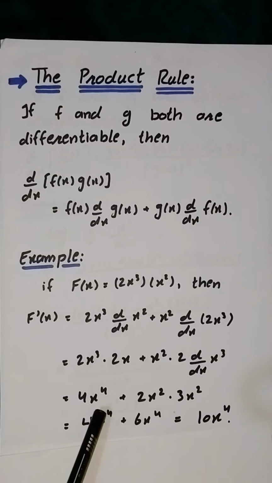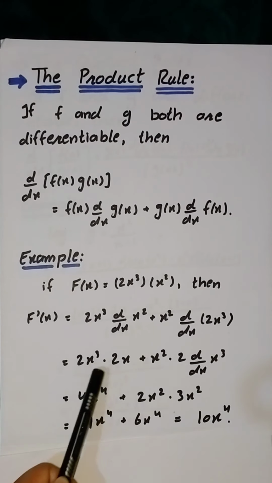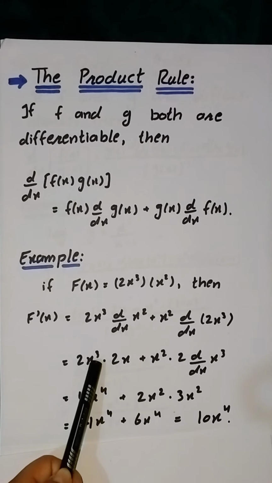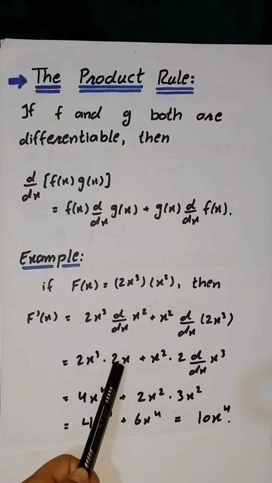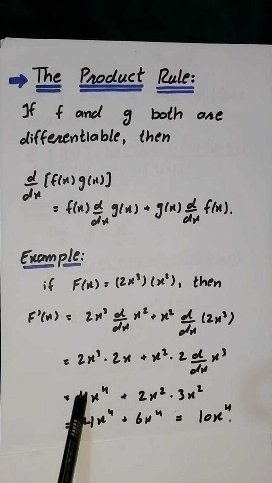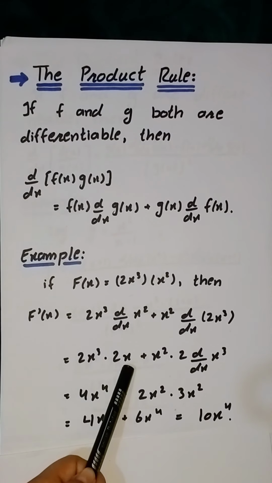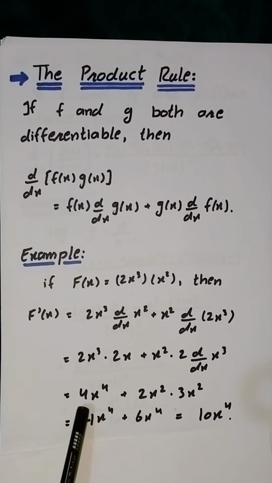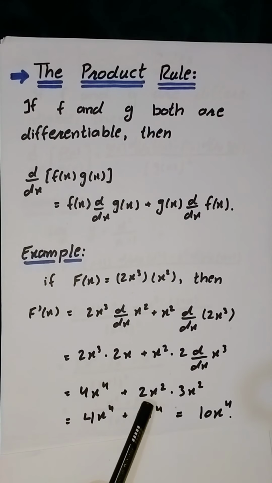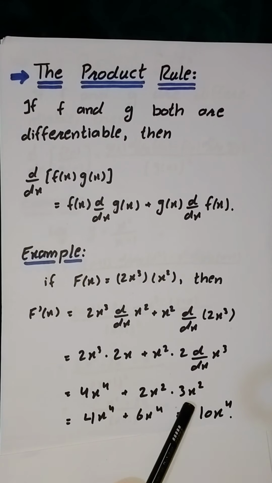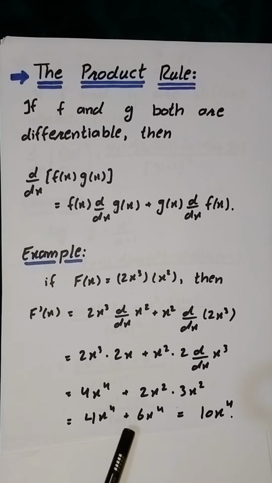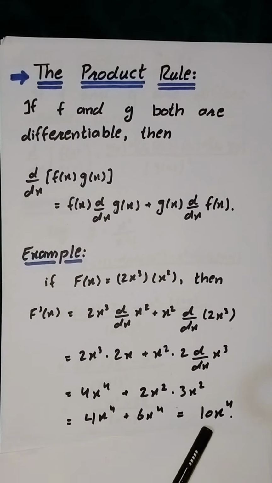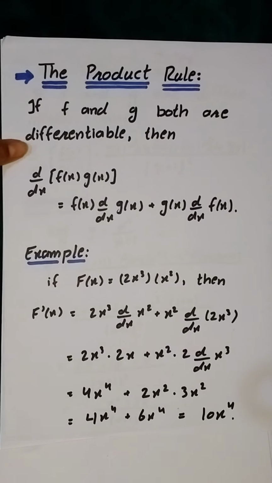How is it 4x to the power 4? Because when we multiply two functions, the powers are added to each other. So 2 times 2, and x cube times x is equal to x to the power 4. So it will become 4x to the power 4 plus 2x square times 3x square. So it is 4x to the power 4 plus 6x to the power 4, and when we add these two, it will become 10x to the power 4. So this is how we use the product rule.